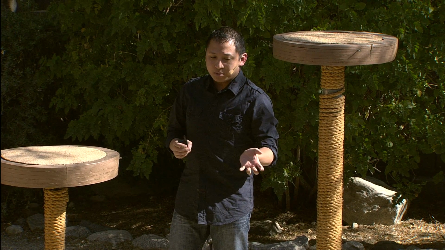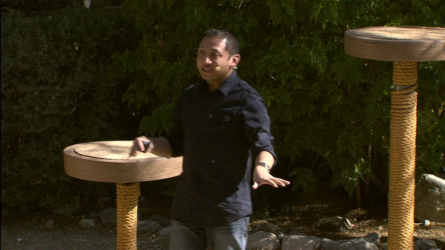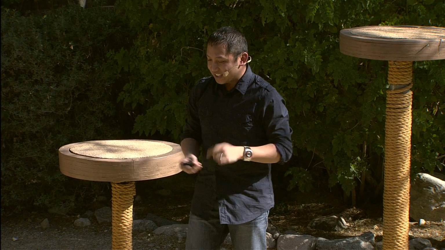For example, at TEDx Bloomington, they had these triangle shapes that changed colors throughout the day. It was relatively inexpensive. I think they were bamboo sticks and saran wrap. But they looked awesome, and they had LED lights in between them. And this is another one from TEDx Toronto, which had projections.